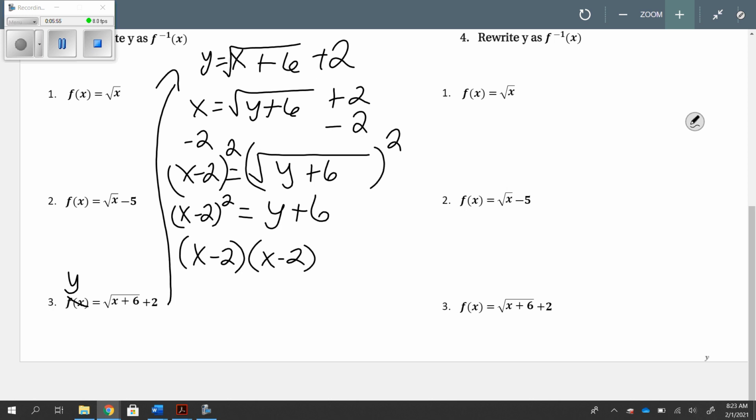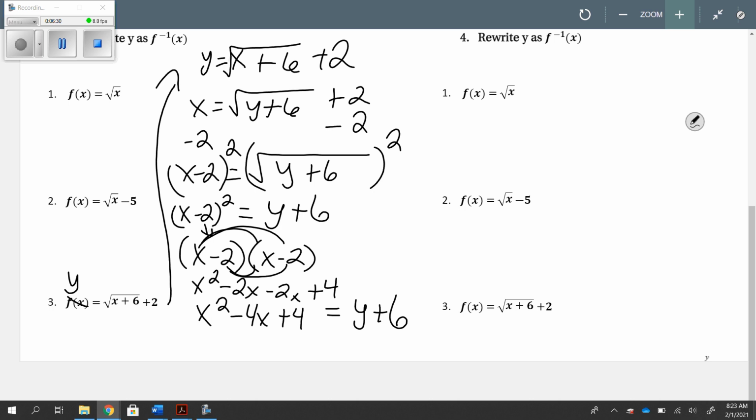Then we're going to move the 6 over, okay? So all we're doing is factoring this out. So we know it's x minus 2 squared, so we're going to multiply to see what we have on that side, okay? So x times x is x squared. X times negative 2 is negative 2x minus 2 more x, and then plus 4. All right, and then we're going to combine like terms. So that's x squared minus 4x plus 4. And all of that is equal to y plus 6. Now is when we can subtract the 6.